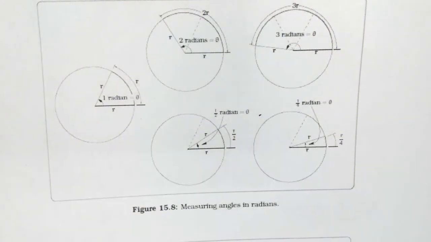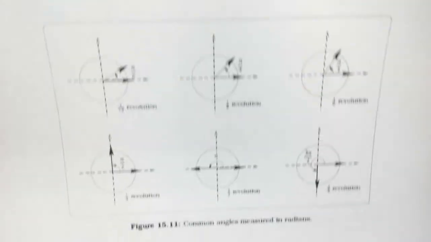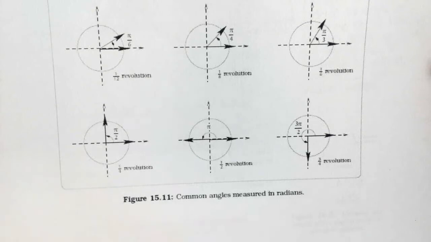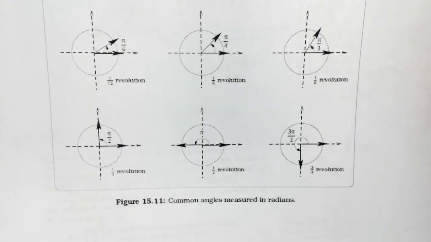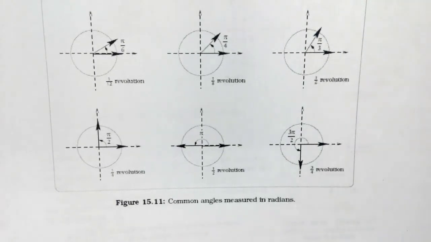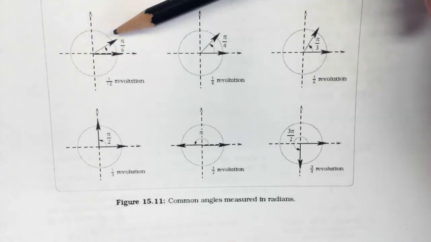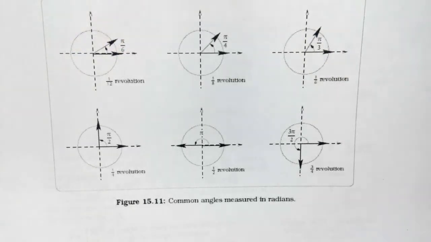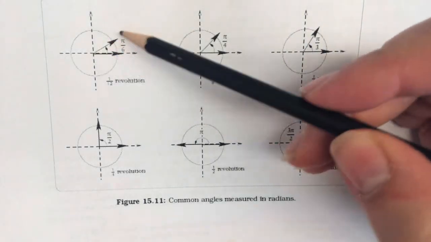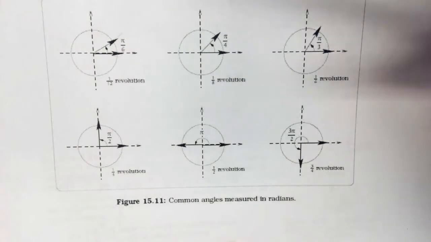This is just a visual representation of what we've already talked about, okay? And then here is another way of thinking about common angles measured in radians. If you think of a circle being divided into 12 parts, this would be pi over 6. This is what this rotation would be.